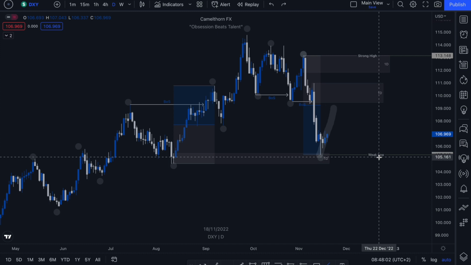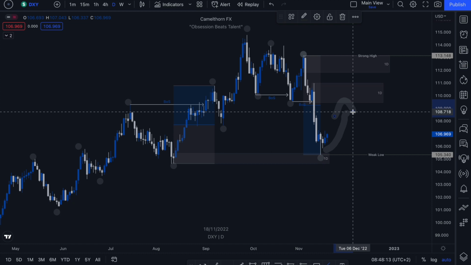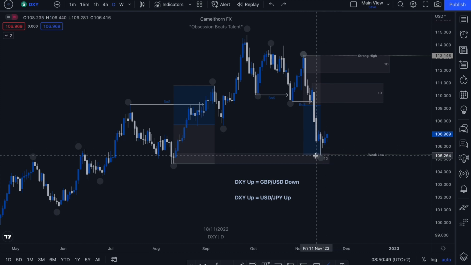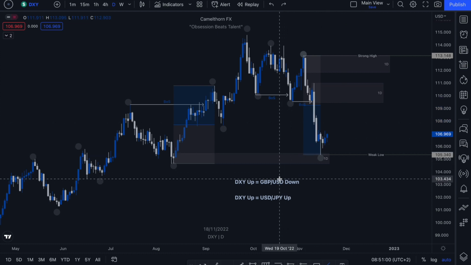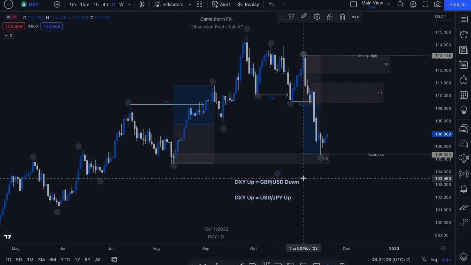So for the DXY, going into next week, going into the remainder of November, we can anticipate some bullishness in here. We can anticipate the DXY to be trending upwards, right? Now, the reason this is significant is because if we are anticipating a short-term bullish reaction here on the DXY, we can then anticipate also that all currency pairs where USD is the base currency or where USD is the second currency in that currency pair are going to be trading downwards, all right?